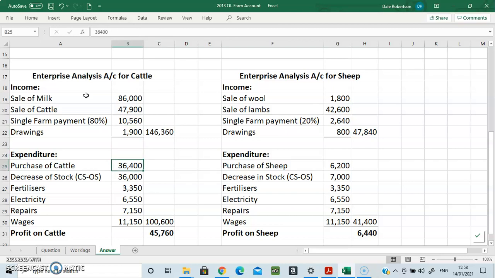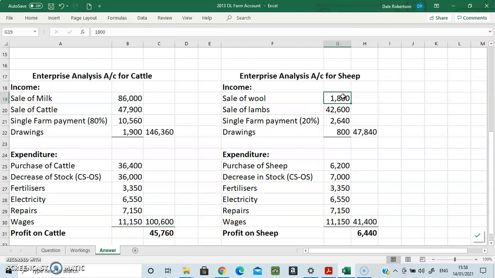Here are the expenses. You have your purchase of cattle. Now, in this case, you have a decrease of stock, which is an expense. Normally speaking, that would be an income, an increase, but here it is a decrease. And then you have the 50% of each of these expenses also, giving you a total of 100,600, which when you take the incomes away from the expenses, we can see that the cattle yield a profit of 45,760 on this particular farm.